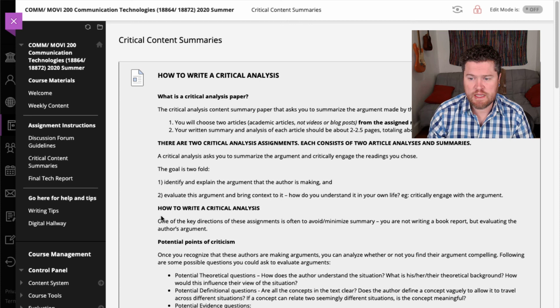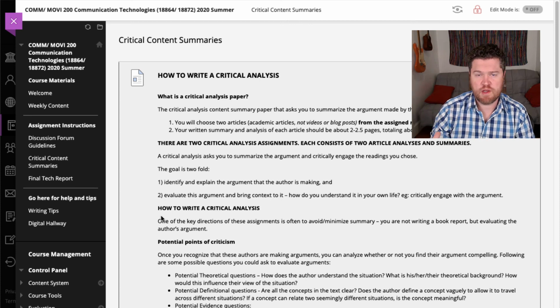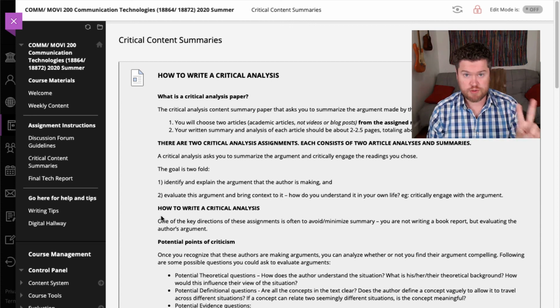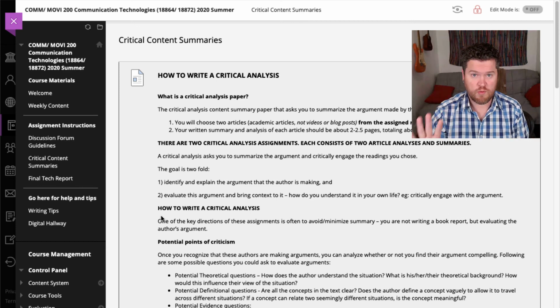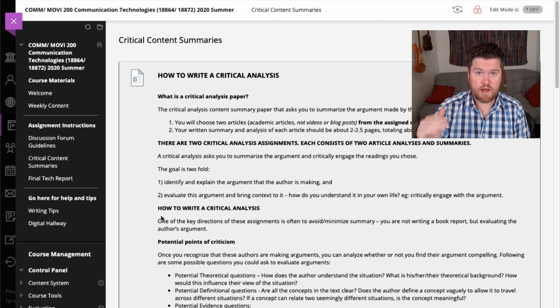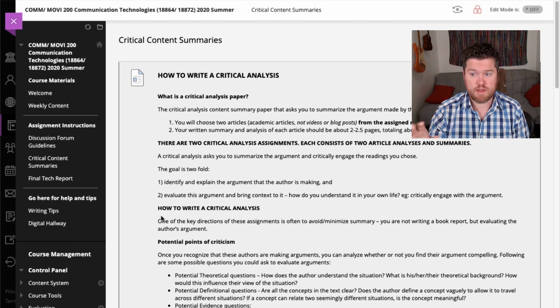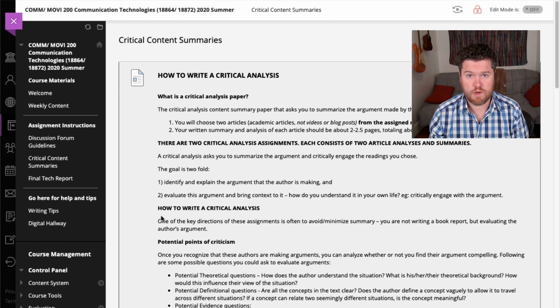Basically, each of the summaries of the articles is 2 to 2.5 pages, totaling 4 to 5 pages for each of the assignments. So again, 2 per assignment, 2 assignments, 4 total articles, 1 document for each of the assignments, 2 to 2.5 pages per article, right?